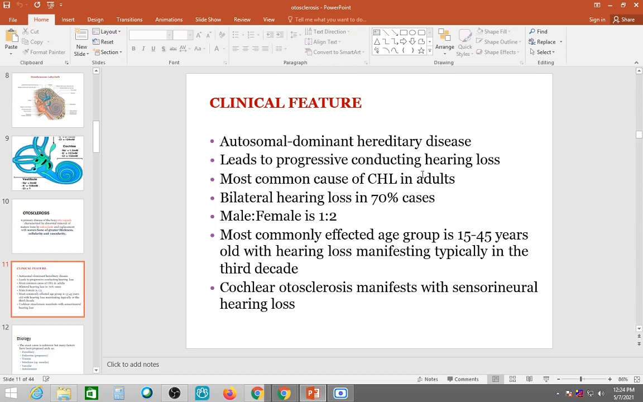The most commonly affected age group is 15 to 45 years old, with the hearing loss typically manifesting in the third decade. Cochlear otosclerosis manifests with sensorineural hearing loss. That means it affects the inner ear. It is considered sensorineural hearing loss, and this is a permanent loss.